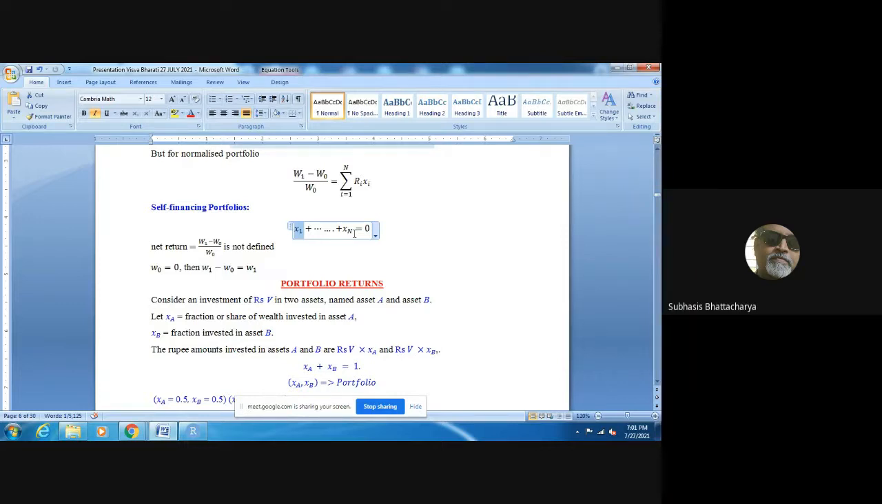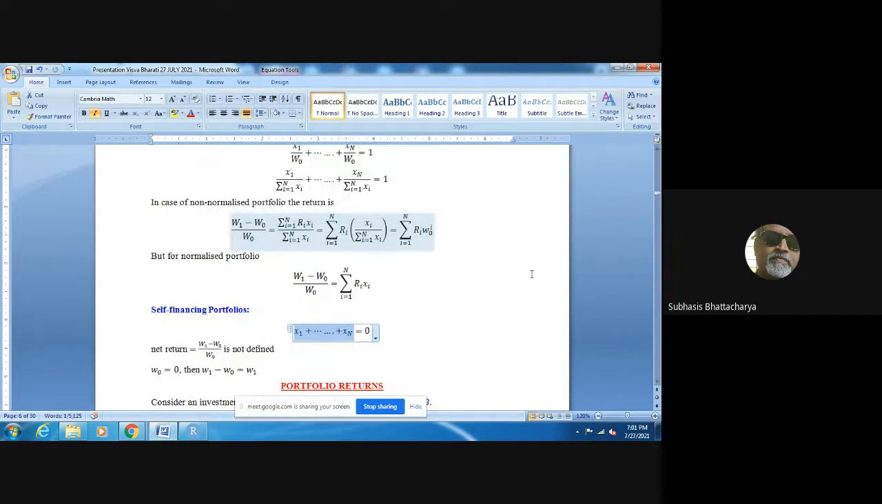This kind of thing will happen when the share market is in a boom. People liquidate all their other assets, find the money, and try to invest it. So if the summation of xi is equal to 0, that is the self-financing return. In the case of the self-financing return, the portfolio return concept is not valid because this is 0, so the concept becomes undefined. Something divided by 0 is undefined. So for a self-financing portfolio, it is not a valid concept to find the return.